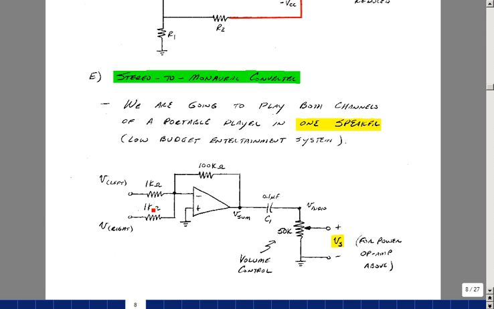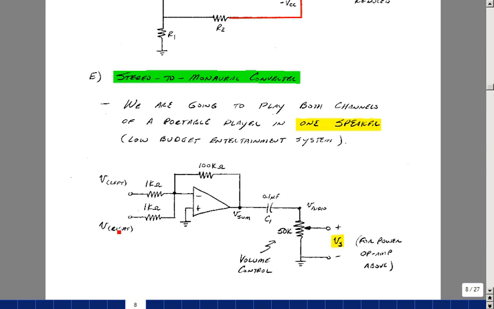If I take two equal resistors here, the signal here is the ratio of the resistors times the input. So this would give me a gain of about 100 for the left channel, and then for the right channel, and what I get is the summation of those two.